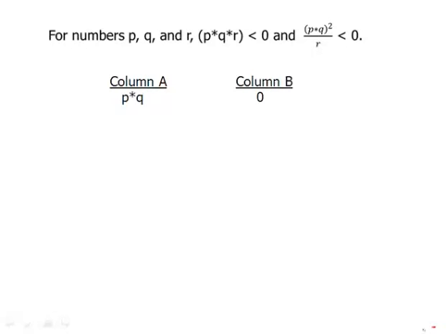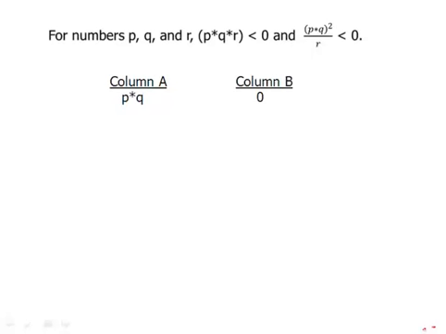For numbers p and q and r, p times q times r is less than 0, and p times q squared divided by r is also less than 0. So I realize when you look at this problem, it may look very intimidating. You may feel like, for example, you have to solve for the values of p and q and r. That is not the case.